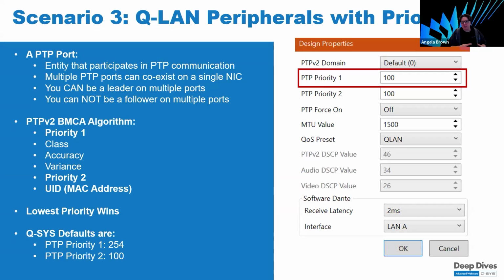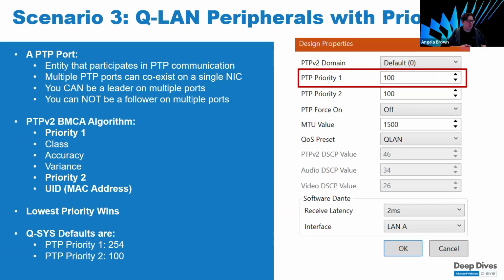So that's one of the things that in Q-SYS Designer, we actually have manual control over and can adjust with regularity and change to suit the needs of our network. Class. The class is really saying what kind of source the clock has. Just a note, the default value is 248. But there are some really interesting things in the class conversation that actually affects if you want to adjust PTP priority 1 or PTP priority 2.